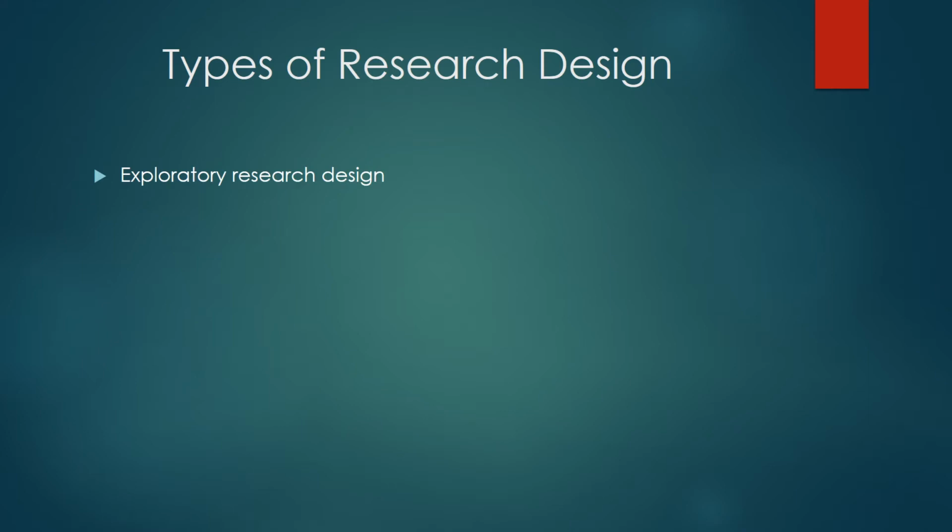So these are the types of research design. Research design is mostly found in three types. First, we have exploratory research design. Then we have descriptive research design. And at the last, we have causal research design.